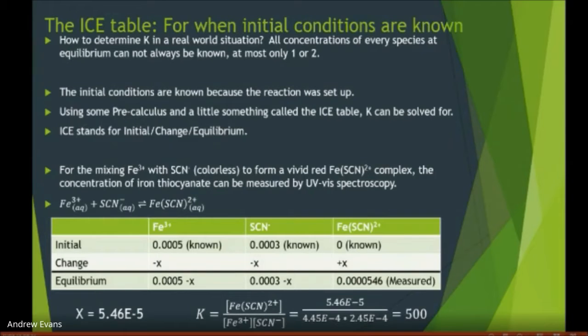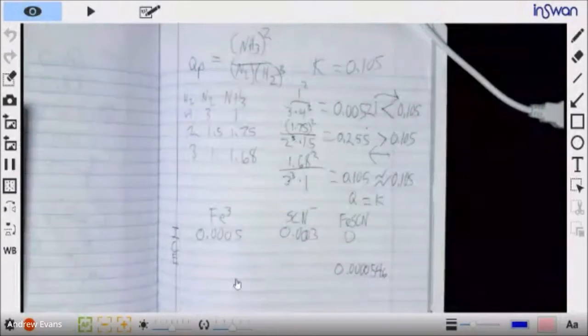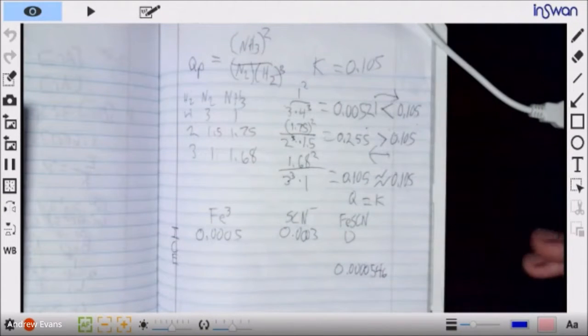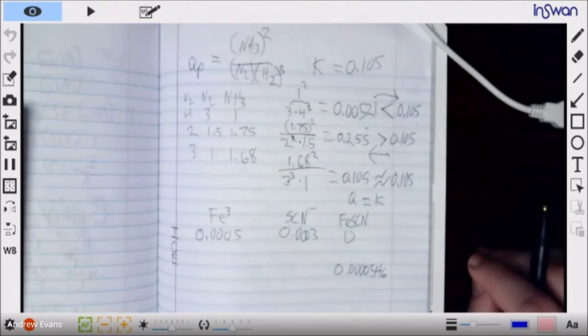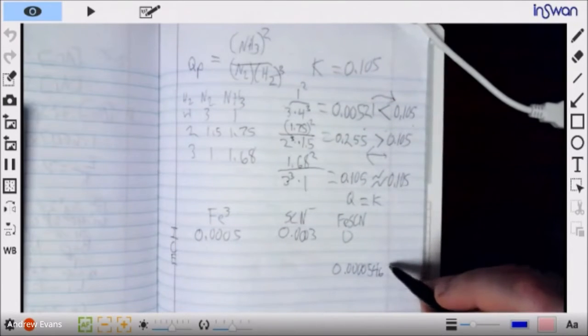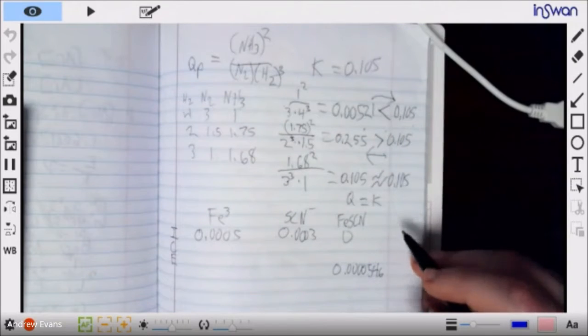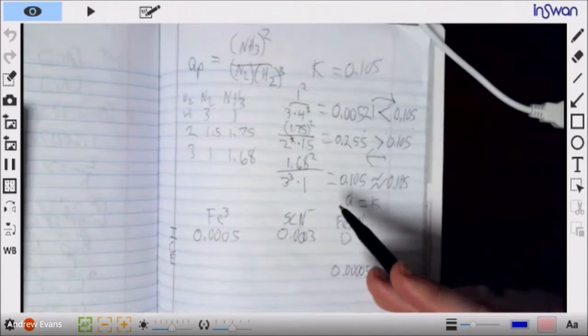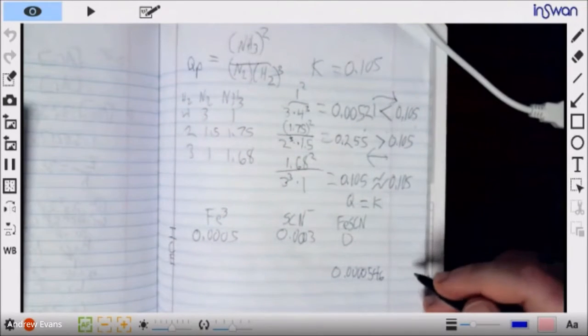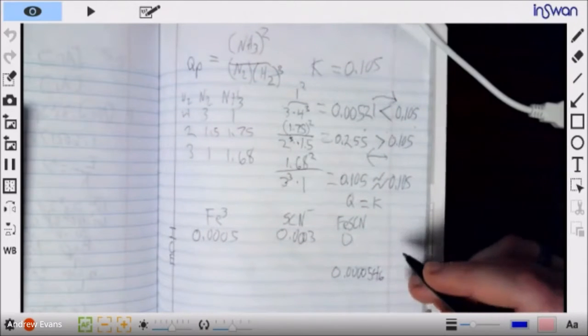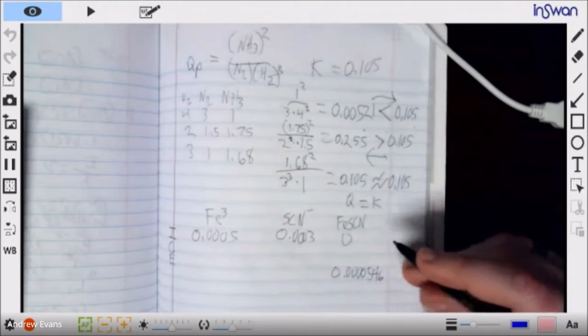Now, it's already worked out here, but let's look at this. This is what you'd be given on a problem. We can say, if this is our initial concentration of these two reactants, what is K if iron thiocyanate is this molarity at equilibrium? They'll have words like initially, which will tell us these concentrations, and concentration at equilibrium. Whether it's a reactant or a product, it doesn't matter. And from there, we have to fill in our table.